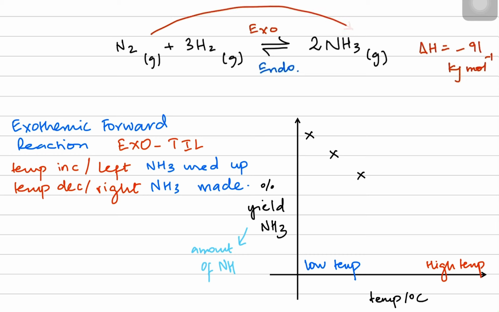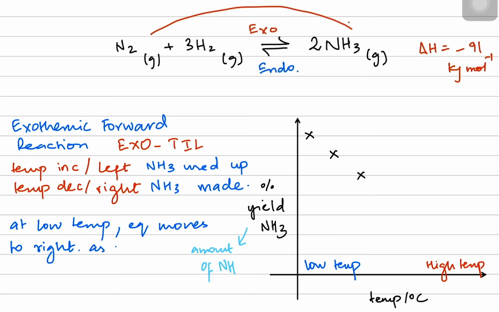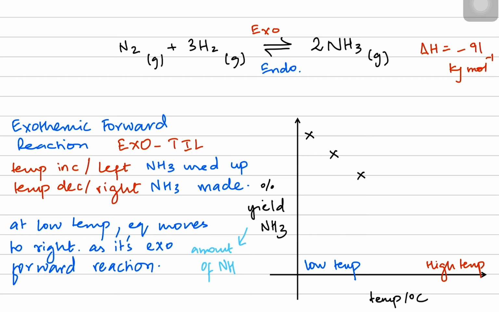At low temperatures, temperature is decreasing. So EXOTIL tells us that equilibrium goes to the right, which means forward reaction. At low temperature, temperature decreases and equilibrium goes to the right, because we know this from EXOTIL. And when equilibrium goes to the right, what will happen? Ammonia will be made. So at low temperatures, equilibrium moves to the right as it's an exothermic forward reaction, and as a result of the right direction, more ammonia will be made. So ammonia increases in percentage.